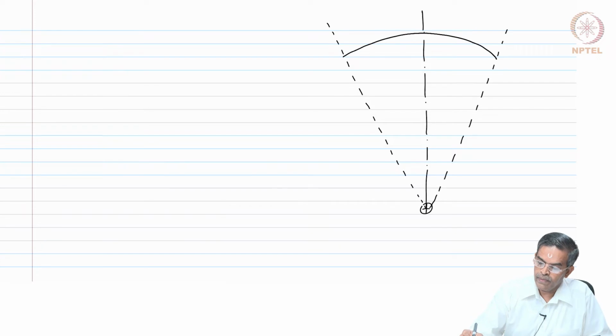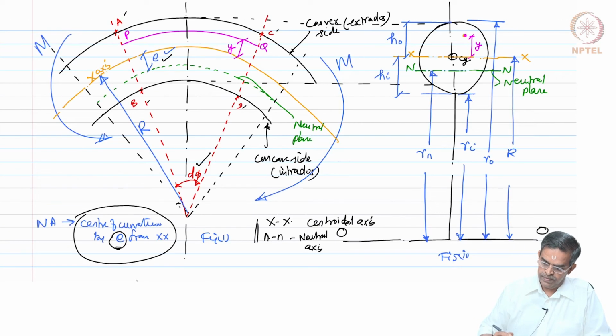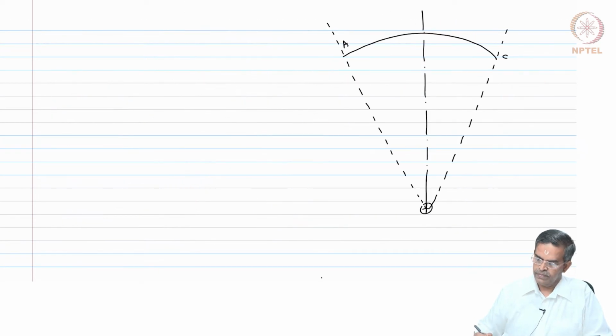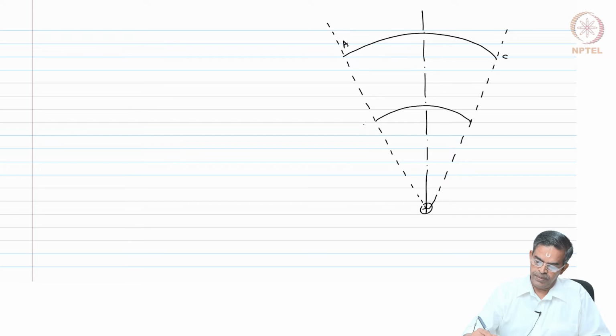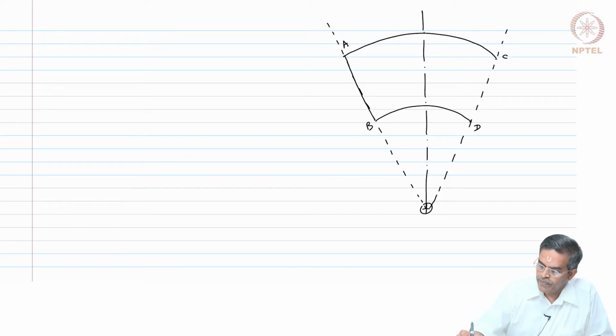We call this as A, this as C, that is what we have, is it not? Yeah. And let us call this as B and D. This is my element. Okay.